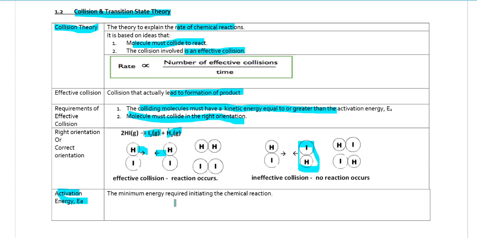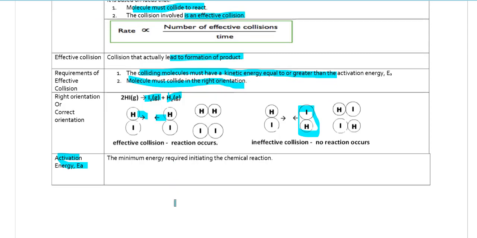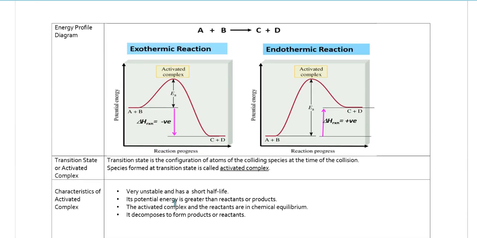EA is the minimum energy required to initiate the chemical reaction. So we have A reacting with B, forming C and D. This is for an exothermic reaction, and this is for an endothermic reaction. For an exothermic reaction, the enthalpy change, delta H, is negative. Delta H is the difference between the enthalpy of reactant and product, product minus reactant, so that's why it gets a negative value, because the enthalpy of the product is lower than the reactant.